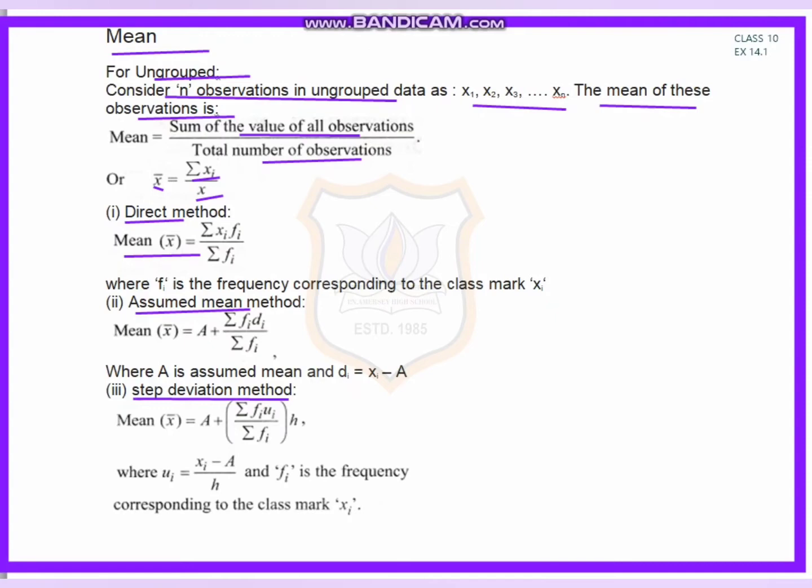Second is the assumed mean method. The formula is mean equals a plus sigma fi di upon sigma fi, where a is the assumed mean. And third is the step deviation method. Step deviation method is a plus sigma fi ui upon sigma fi, into h, where h is the class size, u is xi minus a upon h, and fi is the frequency corresponding to class mark xi. I will solve one sum with each method.